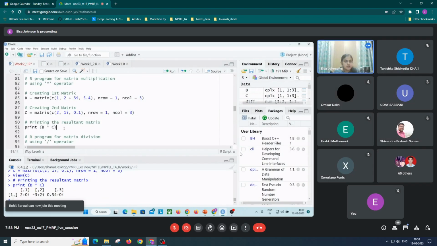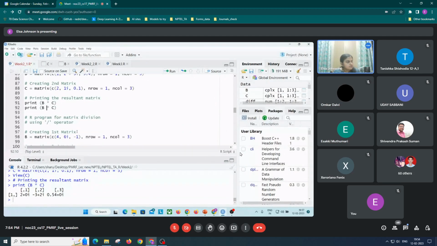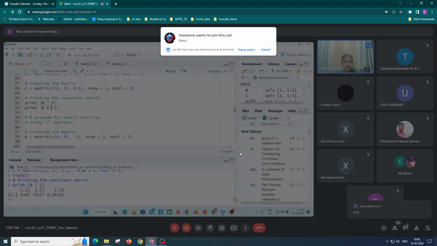So if I am just trying this one, how should I put it for normal matrix multiplication? Can you tell? Percentage and asterisk and then percentage. Yeah. So in this particular example, what will you get if I do that?